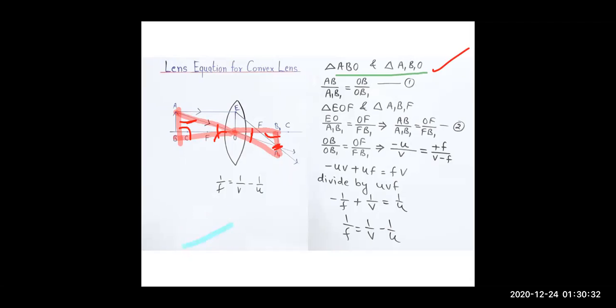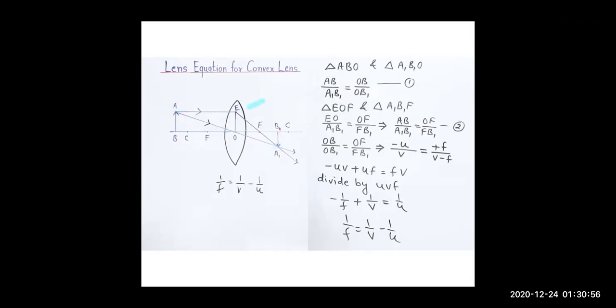As they both are similar triangles, the ratio of their corresponding sides. So triangle ABO and A1B1O की corresponding sides देखते हैं बेटा. AB upon A1B1 is equals to OB upon OB1. This is equation number 1, right?